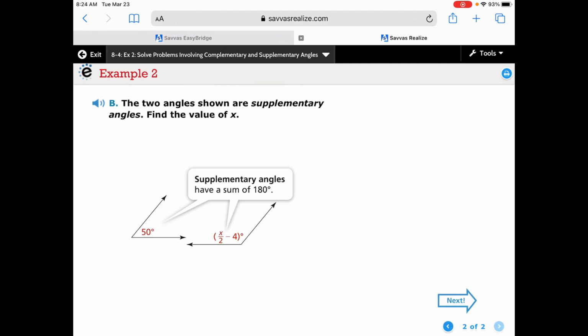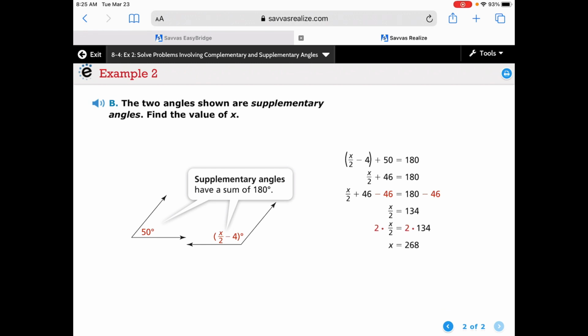All right. Now, for part B, the two angles shown are supplementary, meaning that when you add them together, they become 180 degrees. So we're going to do x over 2 minus 4 plus 50 is equal to 180 this time, because supplementary means 180. All right, we combine the negative 4 with the 50, which gives us 46. We subtract 46 from both sides, resulting in x over 2 equals 134. The next step would be to multiply both sides by 2, resulting in 268.